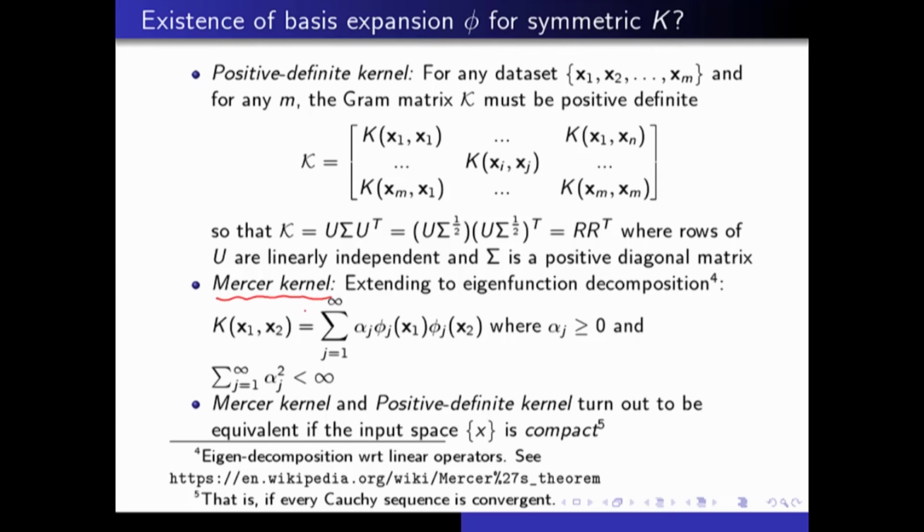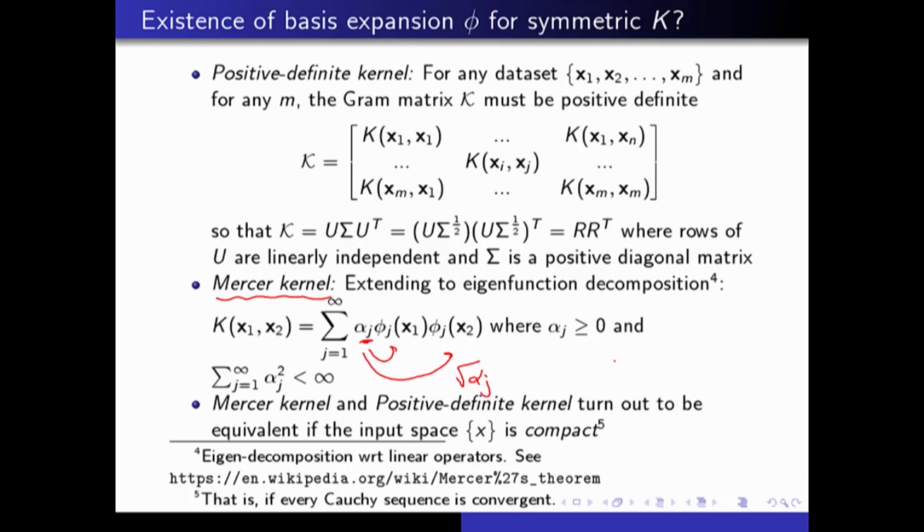And a Mercer kernel is one where you're able to write the kernel as a sum of products of basis functions phi j applied to two different points x1 and x2 with a positive scalar alpha j. All you need is that the sum of alpha j squares is less than infinity. Now you can also include the alpha j's into the phi j's by taking the square root.